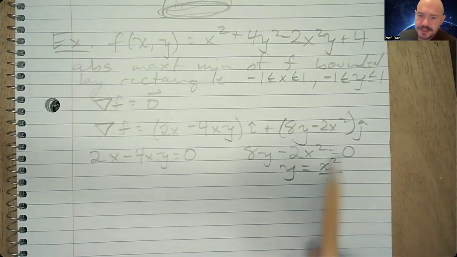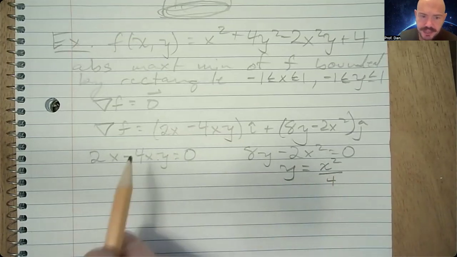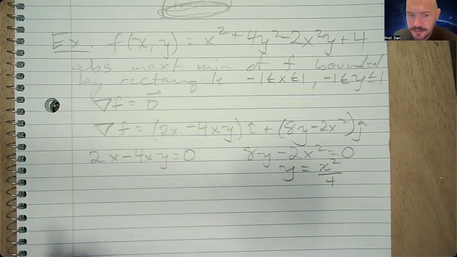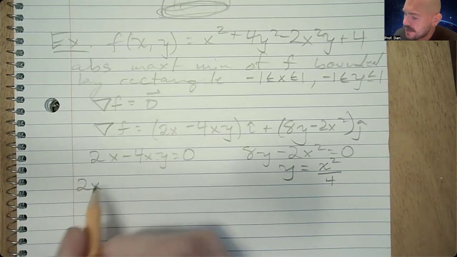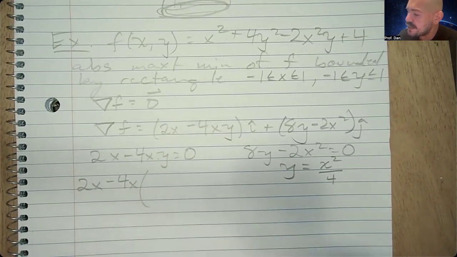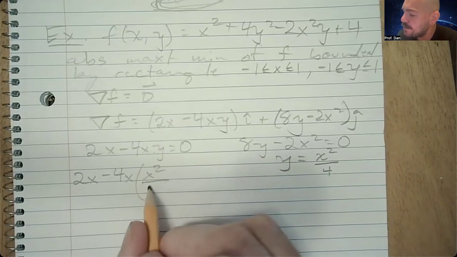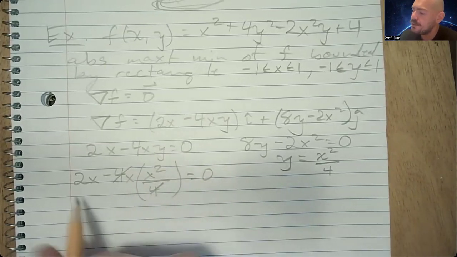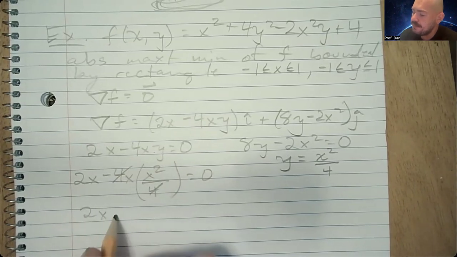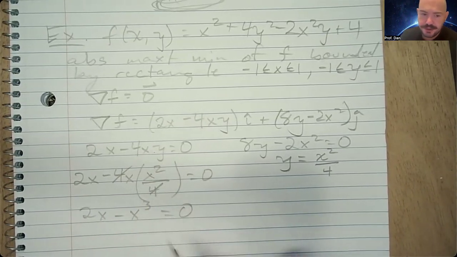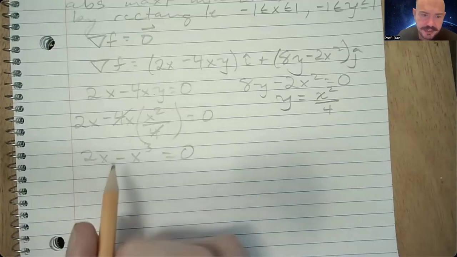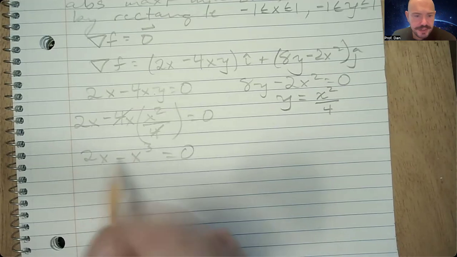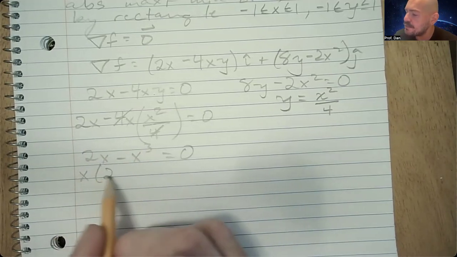Now that I have something to substitute y with, I'm going to go back to my other equation, and wherever I see y, I'll replace it with x squared over 4. So we get 2x minus 4x times x squared over 4. All right, my 4's will divide, and I'll be left with 2x minus x to the third equal to 0. At this point, I notice that I have a factor of x in both terms, so I can factor that out.